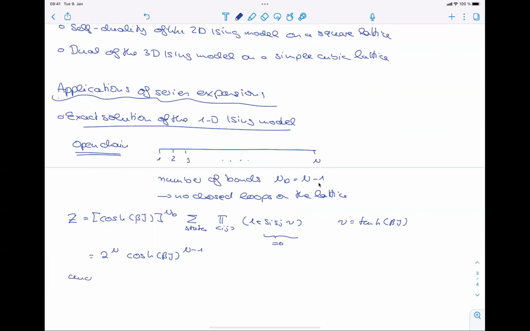And from that, we can go toward the free energy, which would be taking the log of the partition function, and we see that this we can then factor out into an N-independent term and an N-dependent term.